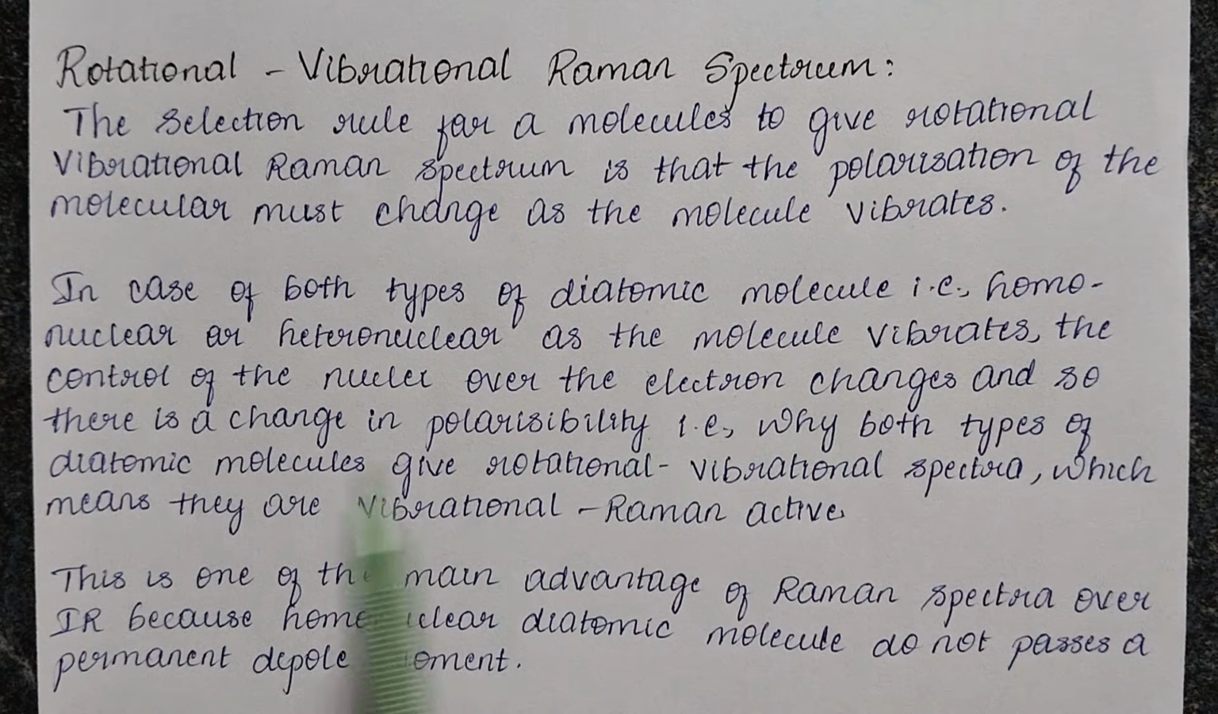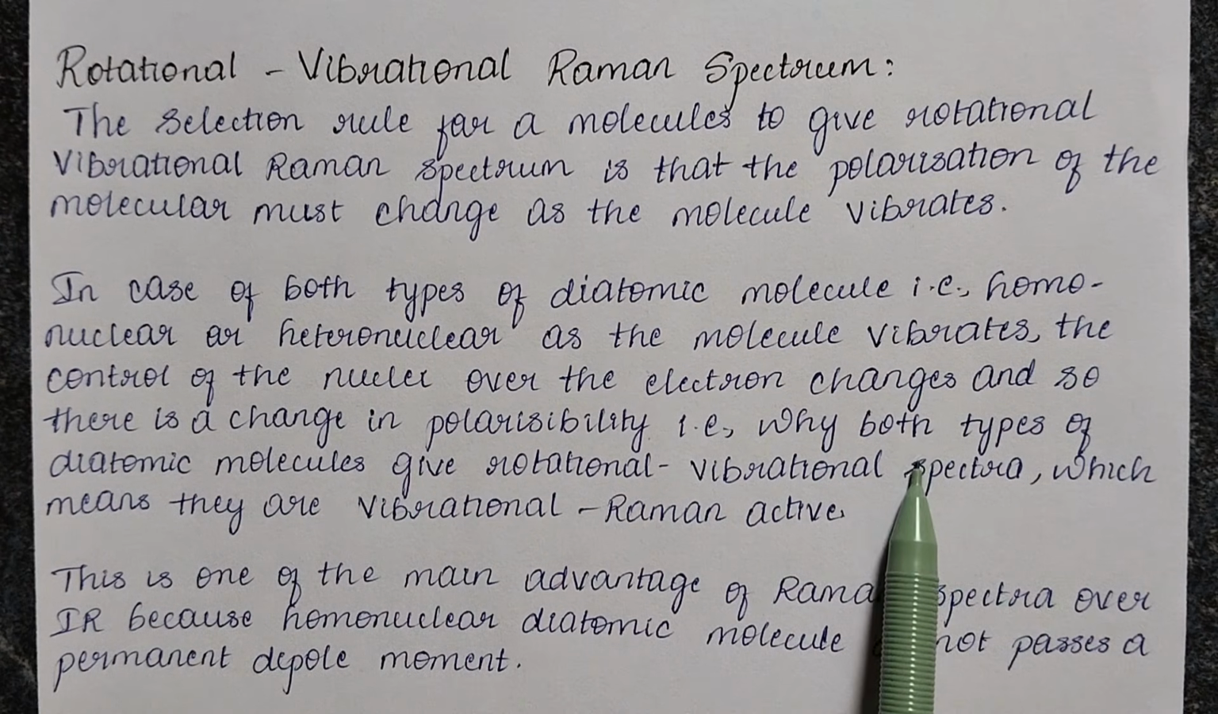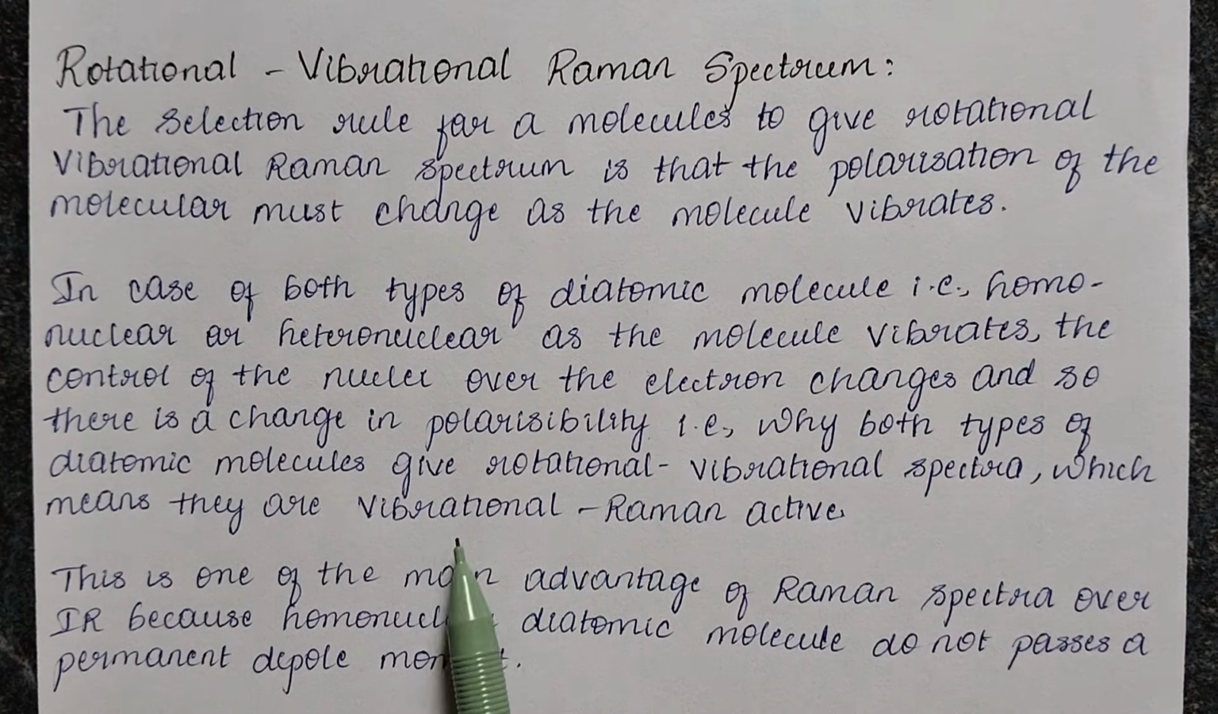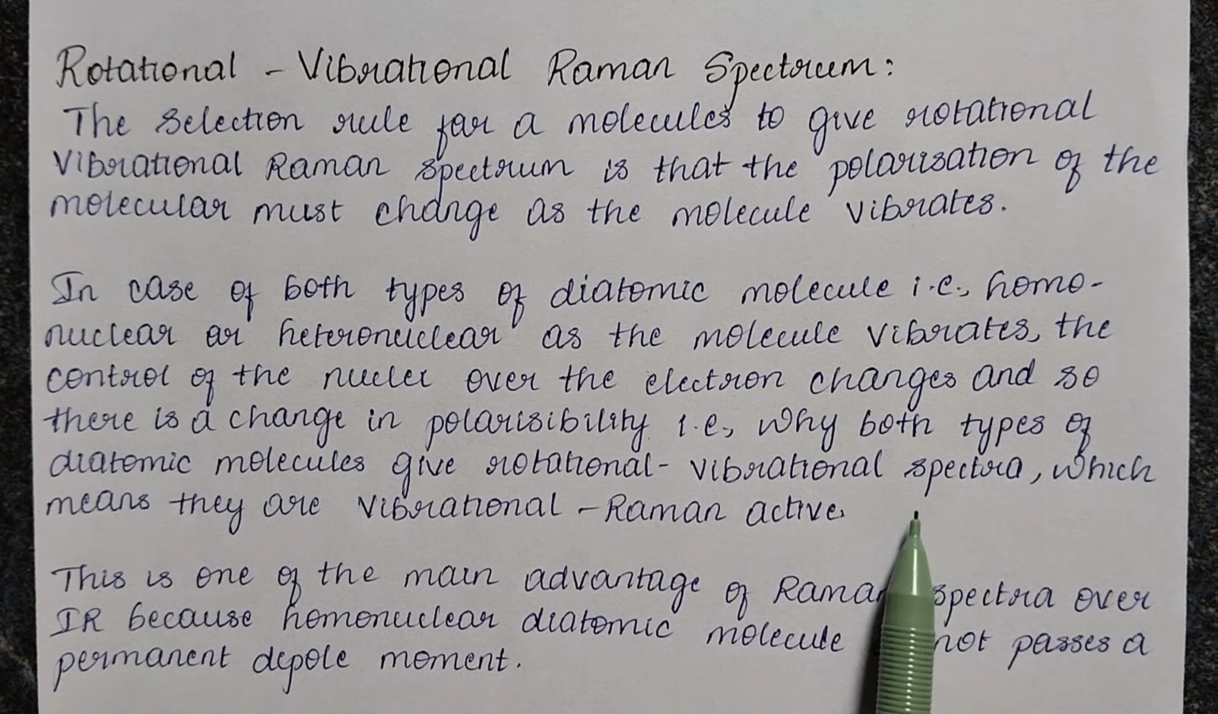That is why both types of diatomic molecule will give rotational-vibrational spectra, which means they are vibrationally and Raman active. To be Raman active, the main criterion is that the molecule should be polarizable, that is, there should be a change in polarizability. When a molecule vibrates, the nuclei of the atoms present in the molecule participate in the vibration.